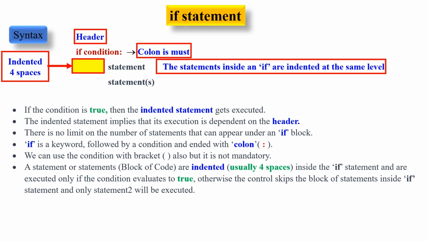If is a keyword, followed by a condition and ended with colon. We can use the condition with bracket also, but it is not mandatory. A statement or statements, block of code, are indented, usually 4 spaces, inside the if statement and are executed only if the condition evaluates to true. Otherwise, the control skips the block of statements inside if statement and only statement 2 will be executed.